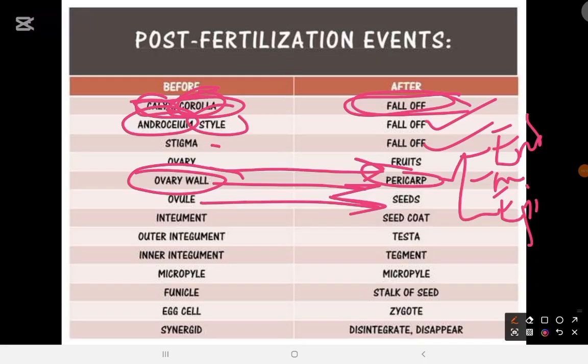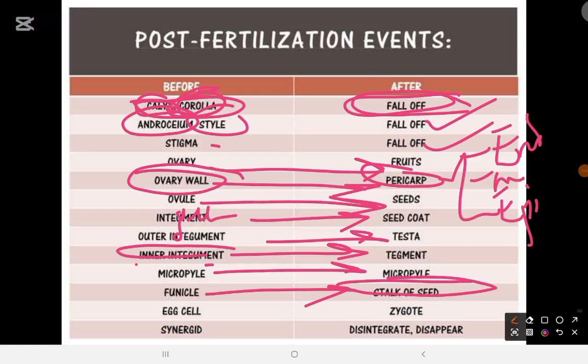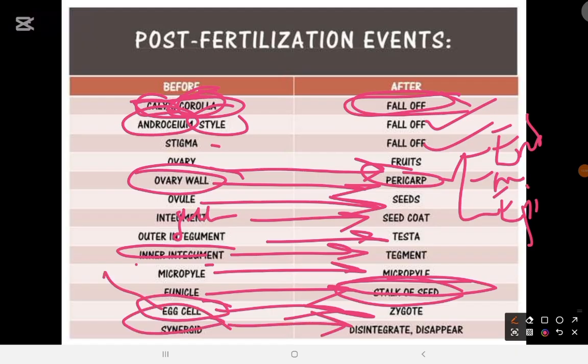Then the integument becomes the seed coat. The outer integument becomes the testa of the seed. The inner integument becomes the tegmen, and the micropyle remains the micropyle. The funicle is what attaches the placenta and the ovule, so it will become the stalk of the seed because the ovule has become the seed. Then the egg cell becomes the zygote on fusion with the sperm, and the synergid disintegrates or disappears.